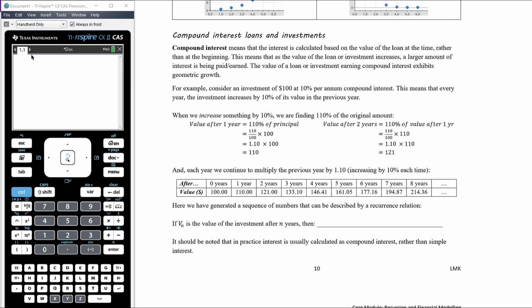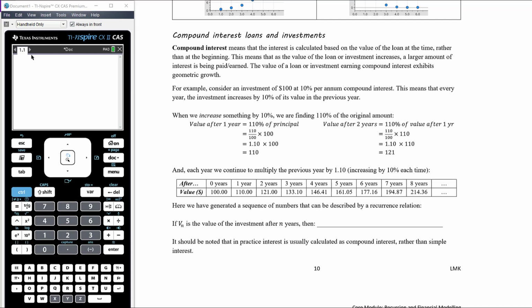So we're increasing by 10% of $110. So the value after 2 years is 110% of the value after 1 year. That's a 10% increase, so that's 1.10 times this amount, okay? Which means we get $121. So we went up by $11 in the second year. So it's not significantly more, but we see that it compounds.